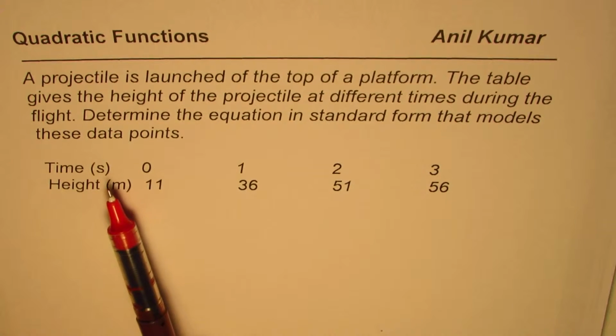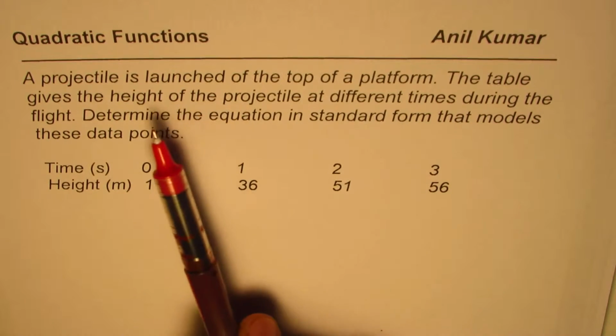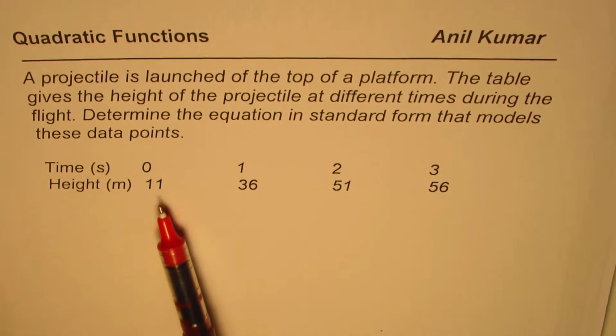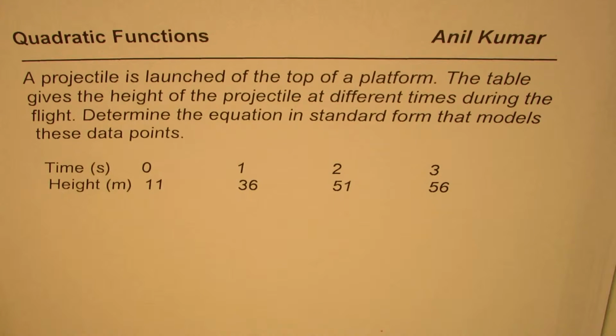So what we are given here, with respect to time, is height. Time is in seconds, height is in meters: 0, 1, 2, 3 seconds after the projectile is launched. The height is 11, 36, 51, and 56. We need to find the equation of this projectile in standard form. You can actually pause the video, answer the question, and then look into my suggestions.